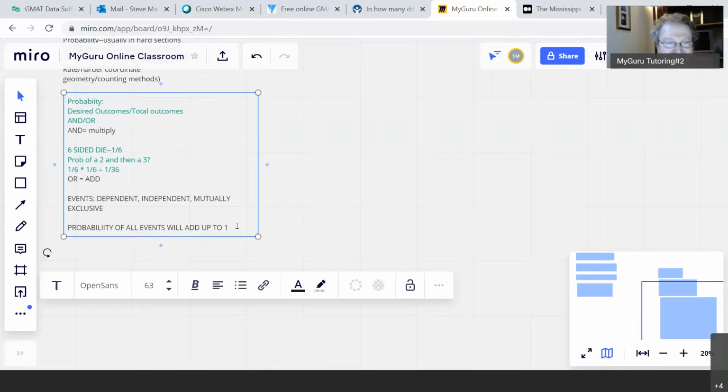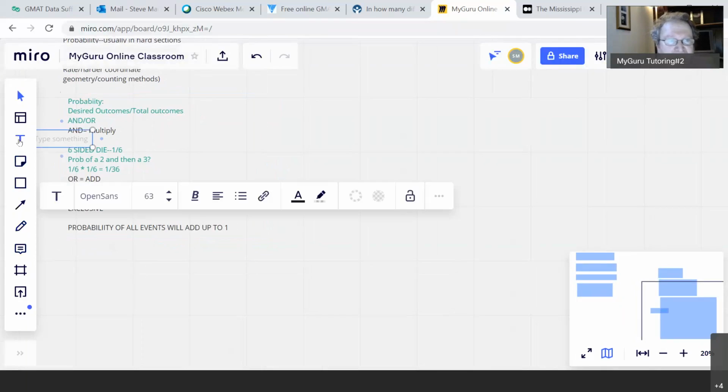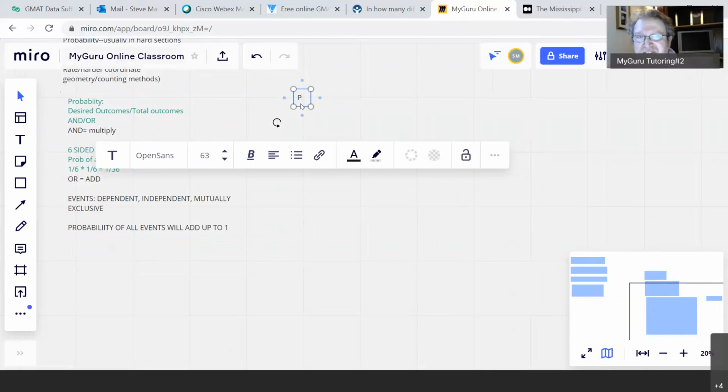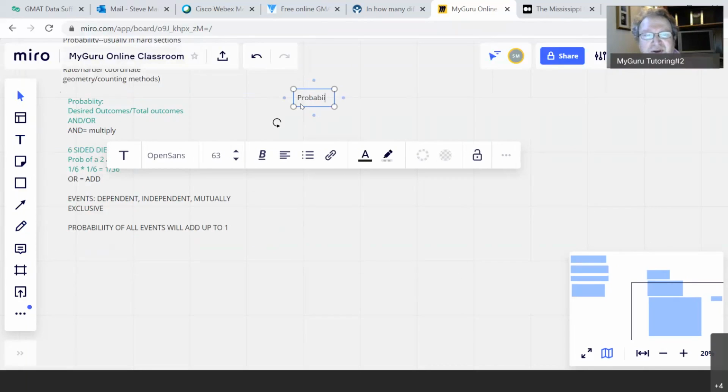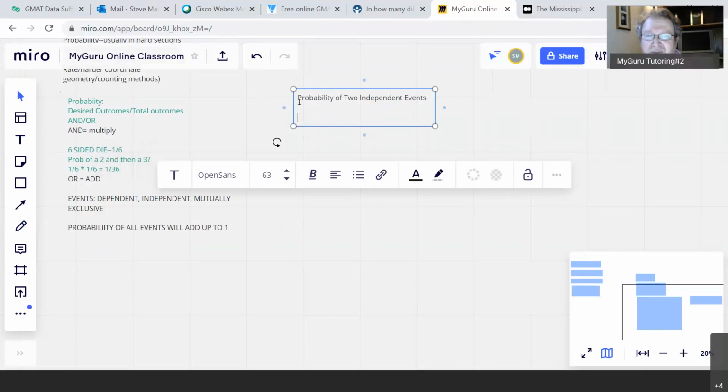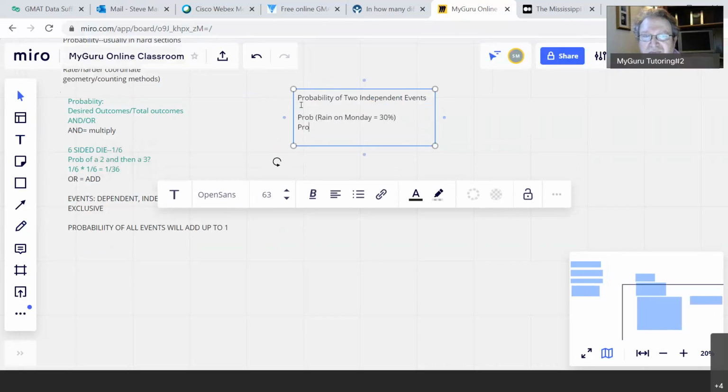Say you have something that's a little bit trickier. Say you have something like the probability of two independent events, where one has nothing to do with the other. So let's say, for example, the probability of rain on Monday equals 30%. Probability of rain on Tuesday equals 30%.